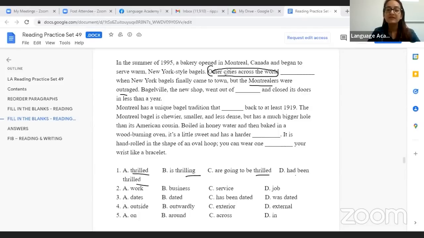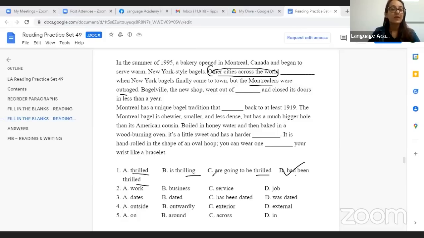So some of you have selected other cities across the world thrilled, but Montrealers were outraged. If we put thrilled here, that will mean both the things happen at the same time. If we put both the things in the same tense, which is simple past tense, that will mean both the things happened at the same time, which is not possible. That in all the cities of the world, this dish came at the same time.